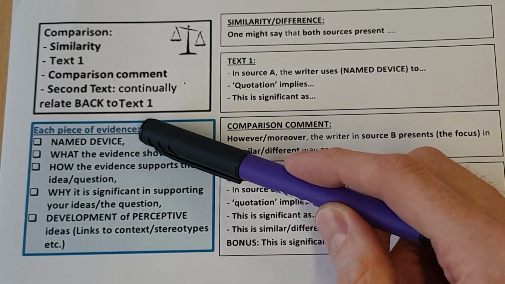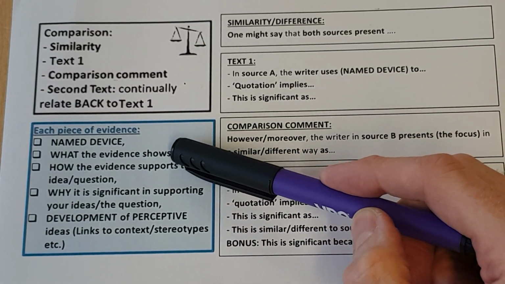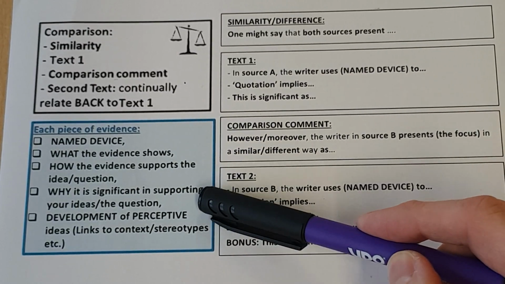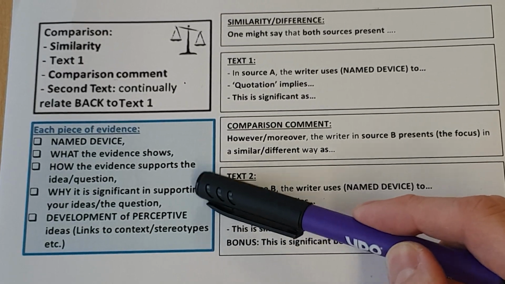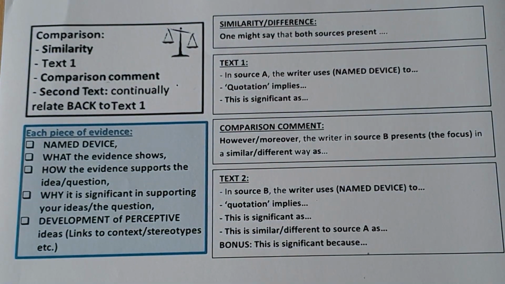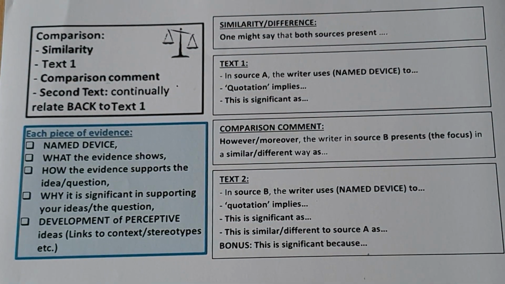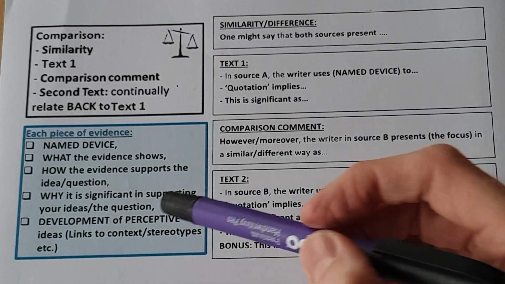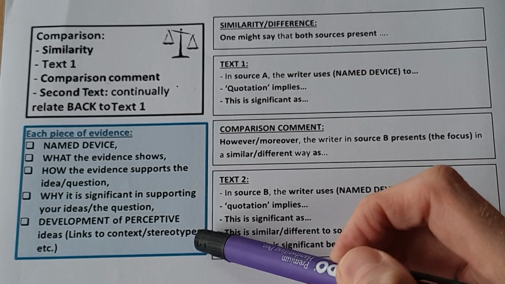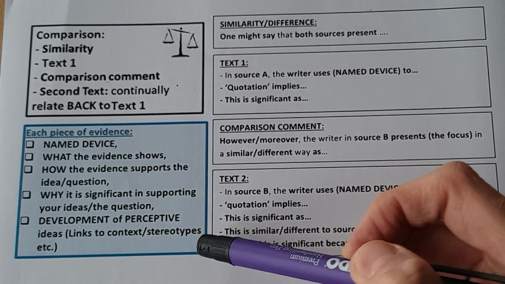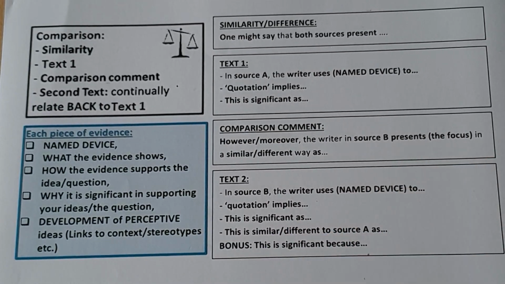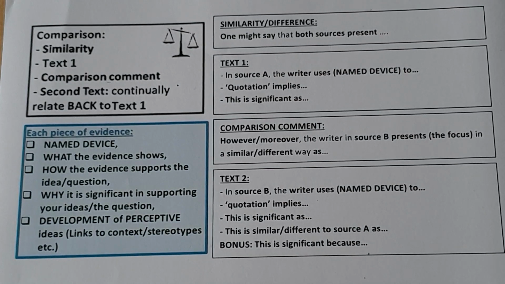So the writer uses this particular device. This is what it shows me, or this is what it implies. This is how the evidence supports the question. This is why it's significant. Now, this bit is the golden ticket. This bit is the bit that's going to get you the marks. Okay? Your significance. You've got to tell me why things are significant. And if you can further your significance into the development of perceptive ideas for your level 6 on literature and your level 4 on language, linked to context, implied stereotypes, gender, roles, etc., that will get you extra marks.